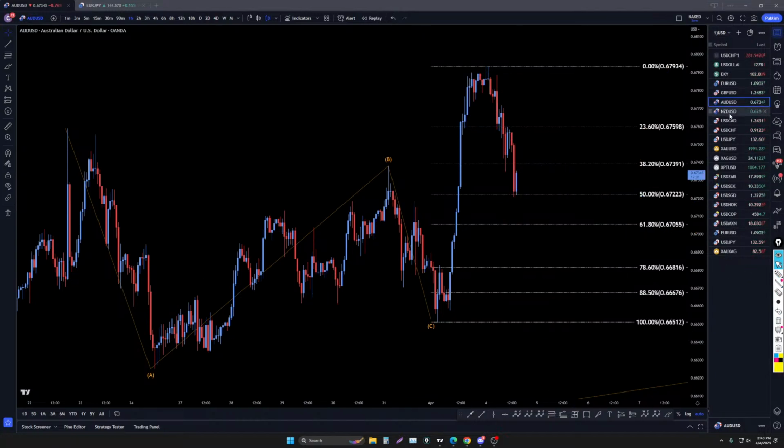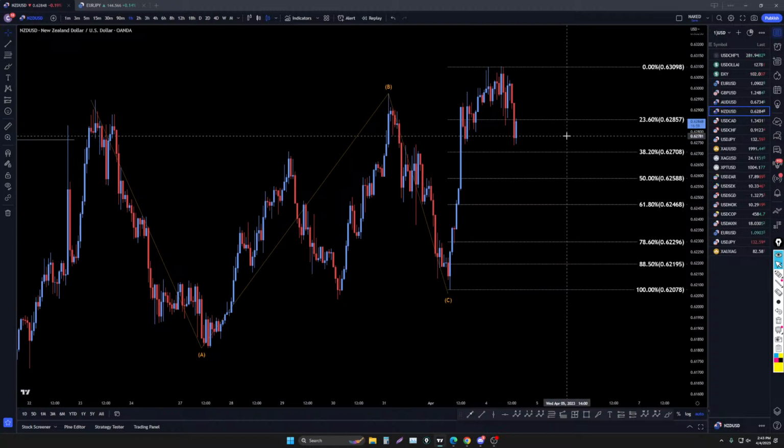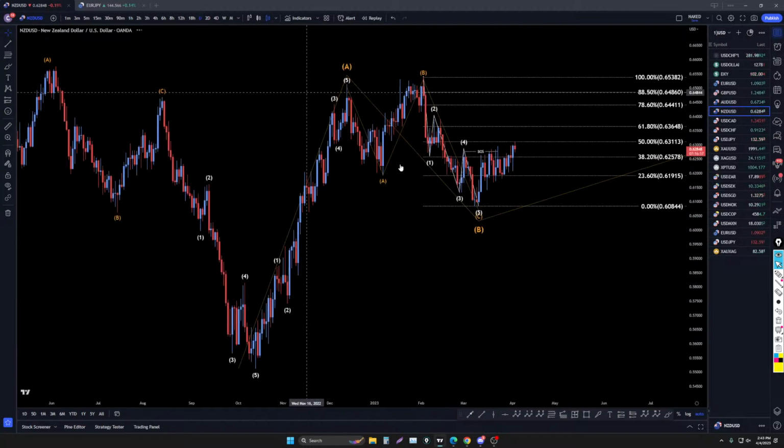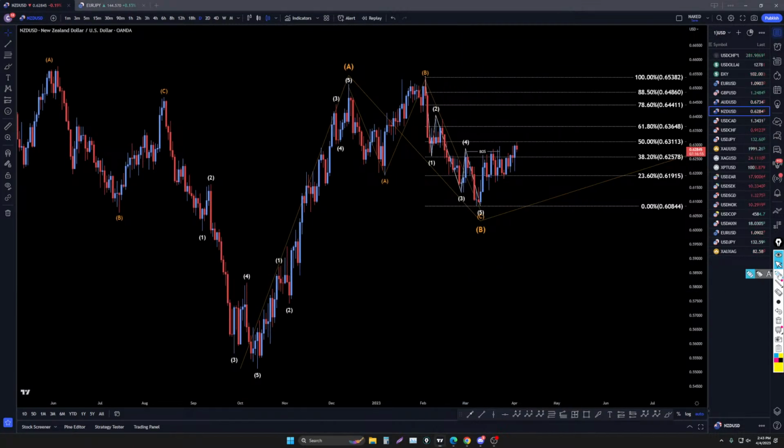So let's check out the Kiwi dollar. Kiwi dollar, much more convincing that it is going up. And on the daily time frame, it still does look very corrective to the upside, like it could be an ABC correction. And if it is an ABC correction, I'll definitely recognize that by seeing real clear structure breaks on the shorter time frames. And then instead of looking for longs, I'll just start looking for shorts again.